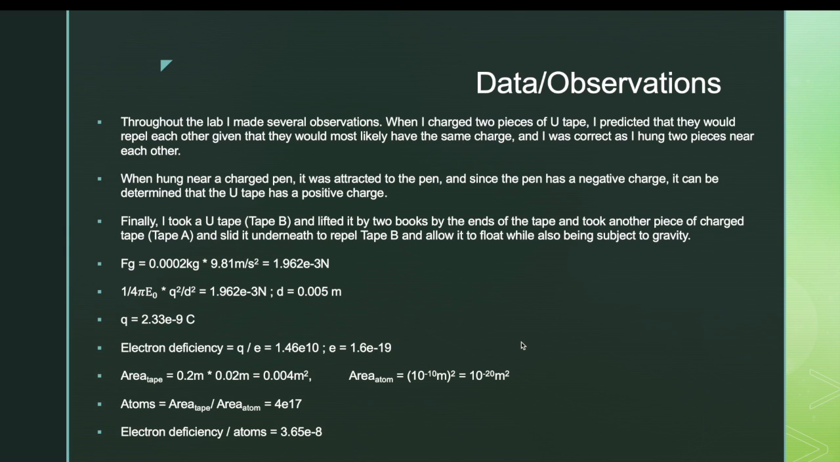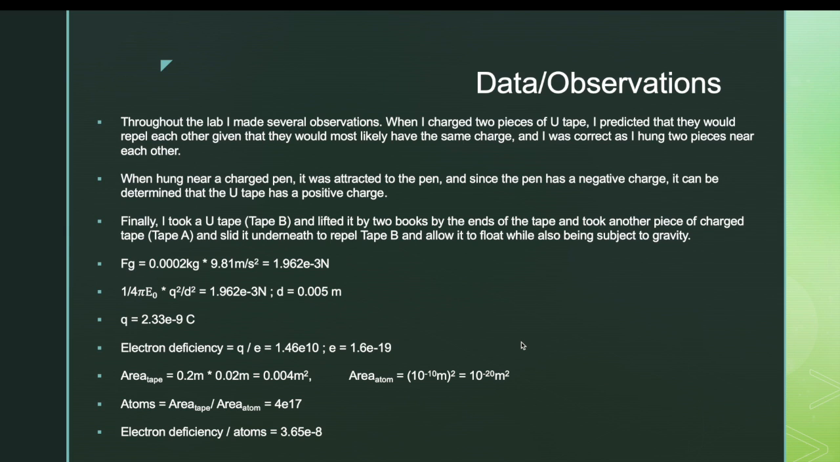Inversely, when I took a piece of U-tape and hung it near a charged pen, I found that the pen actually attracted the tape. And since the pen had been negatively charged using my hair and my shirt, I determined that the U-tape had to have a positive charge, since in order for two charged objects to be attracted to each other, they had to have opposing charges.